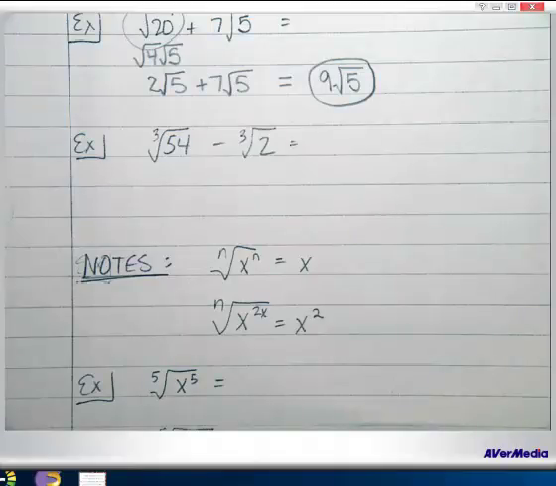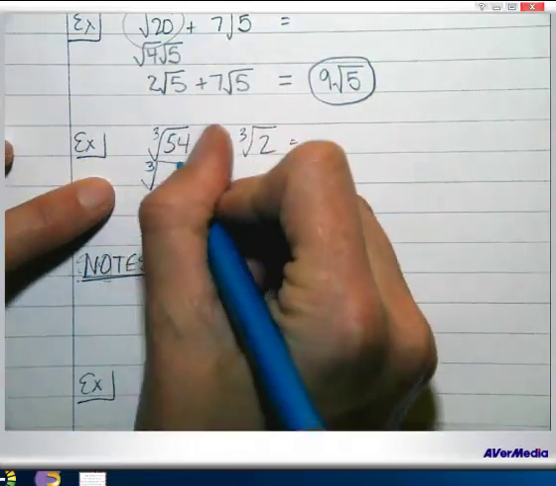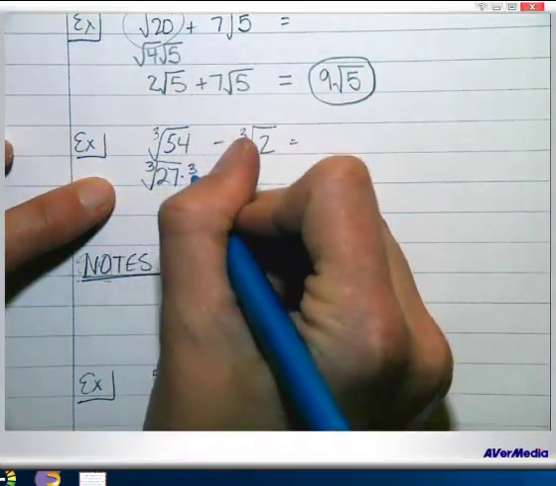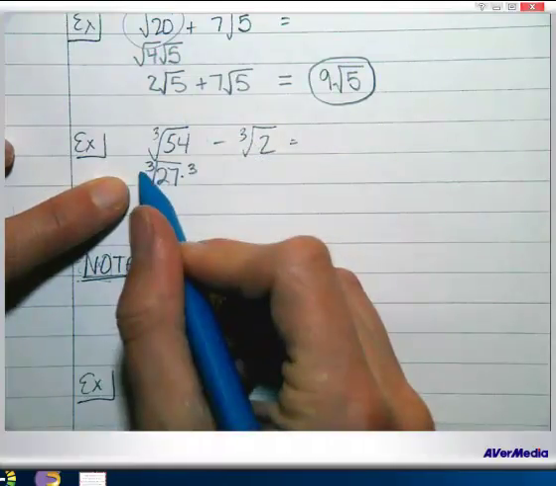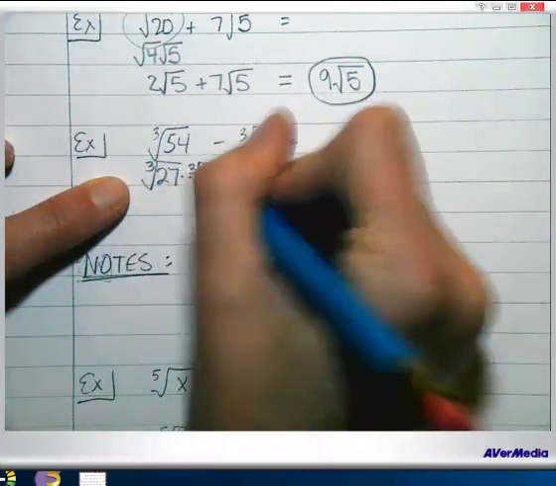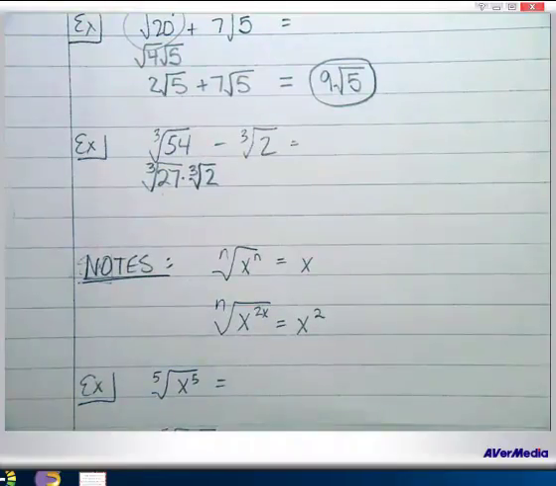Looking at your cube root list, 1, 8, 27, 64, do any of those numbers go evenly into 54? 8 doesn't go into 54 evenly, but 27 does. If you take 54 divided by 27, you get 2. This is the cube root of 27 multiplied by the cube root of 2.